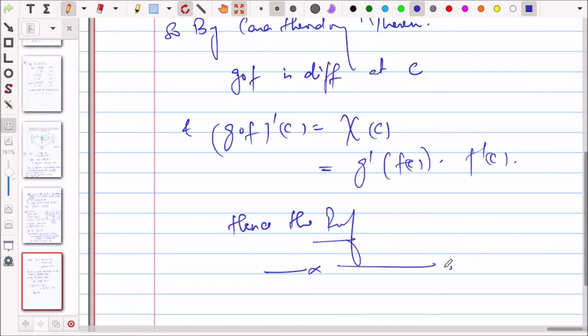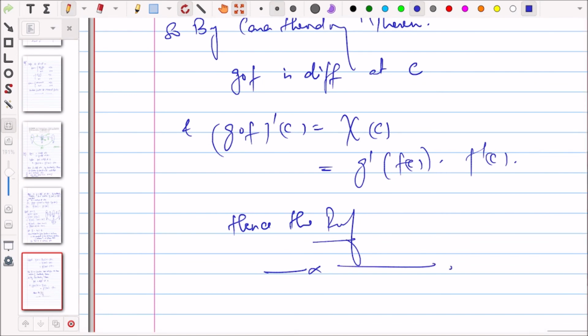Okay, so this is how you can prove the chain rule. We are already above time, 10 minutes over time. So let us end this class.